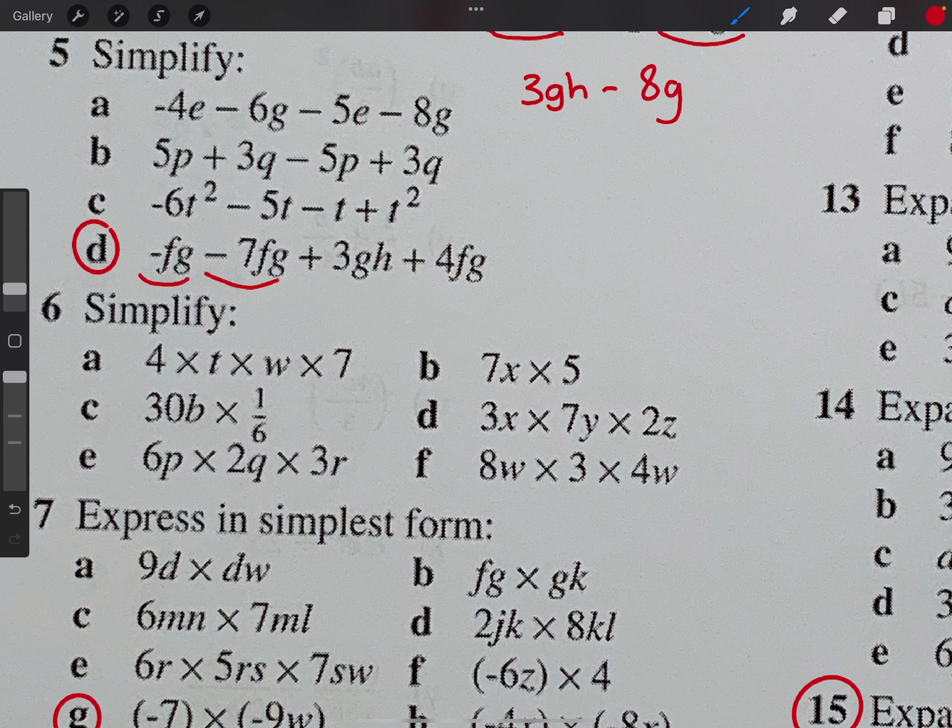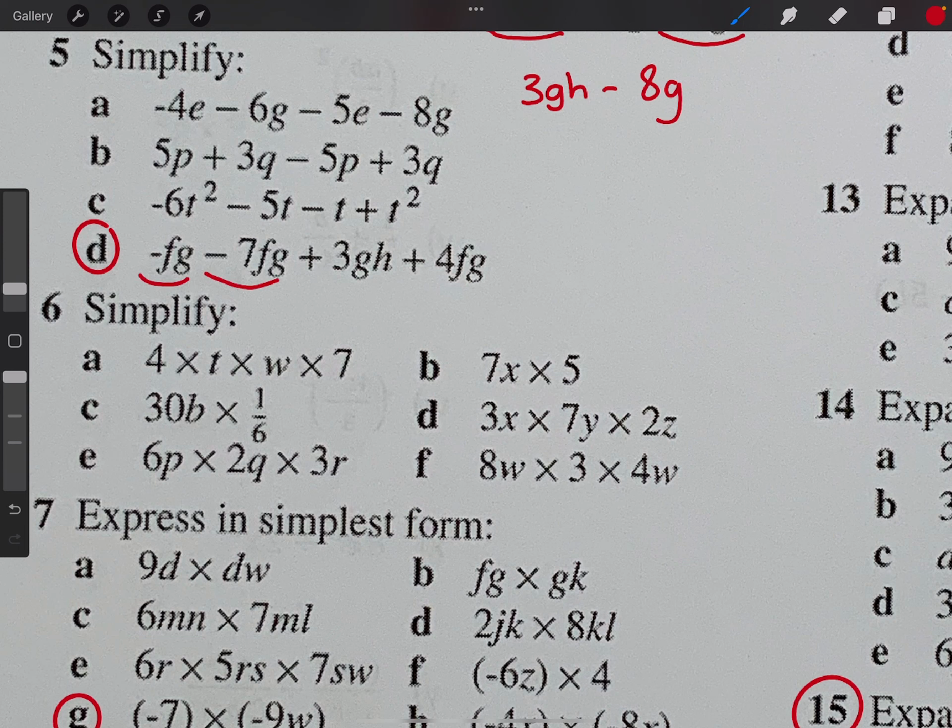And now we have to add the 3gh. Done. Alright, next question. You have minus 7 times minus 9W. Minus 7 times minus 9 will be positive 63, so this is 63W.